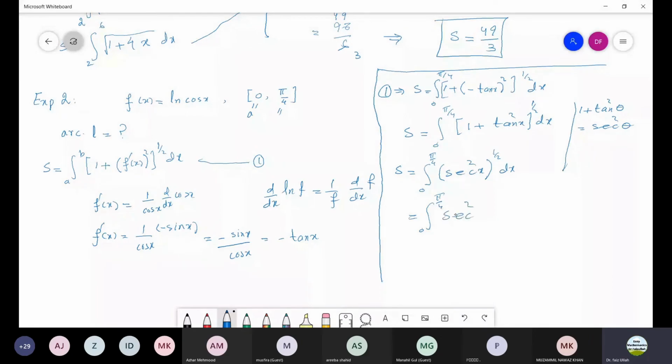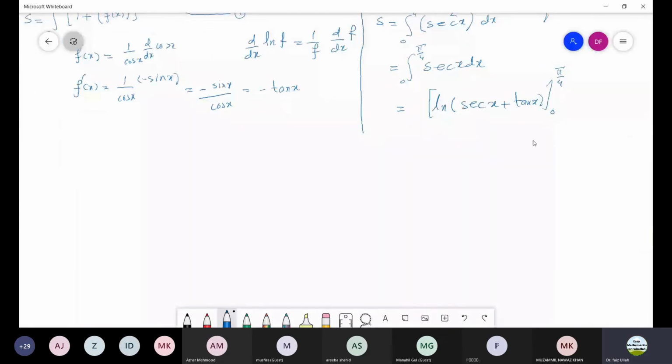secant x into dx. Sorry, the square will be removed: 2 whole power 1 over 2, 2 will cancel with 2. And now integration of secant x is log of secant x plus tangent x. That is the basic formula for integration of secant x. The limits are from 0 to pi by 4. Now the next task is to put pi by 4 and then 0. So let us do that.